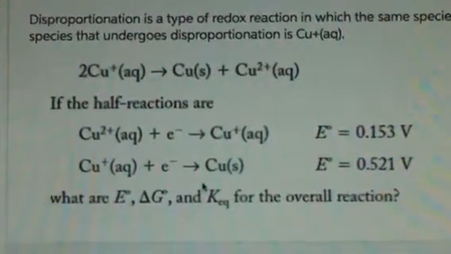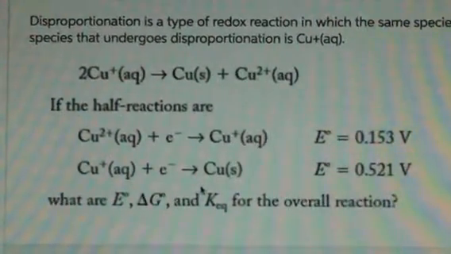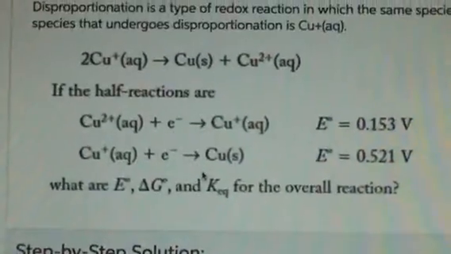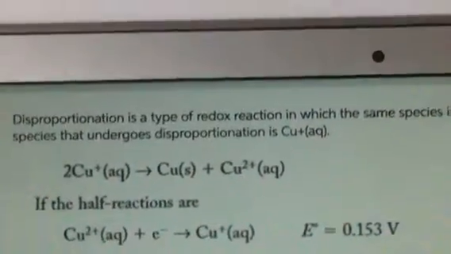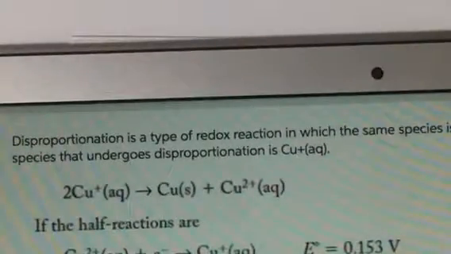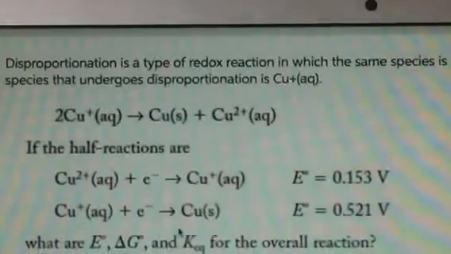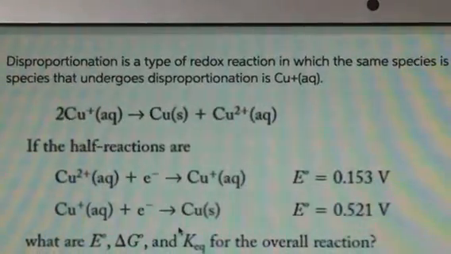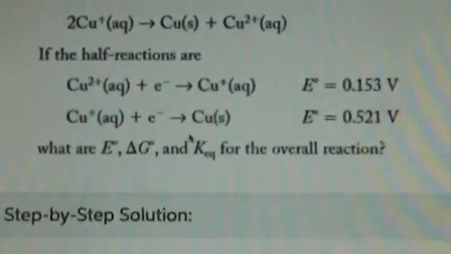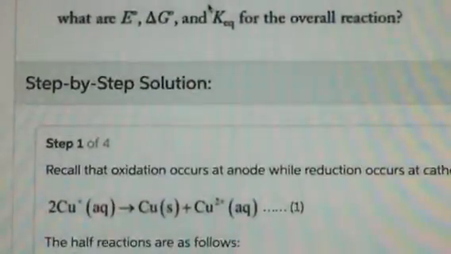Now, what do you mean by overall reaction? Overall reaction means these 2 cuprous ions partially undergoing oxidation and reduction. You know that electrode potential is not an additive property, but delta G is an additive property, and you know how to solve this problem, I believe.